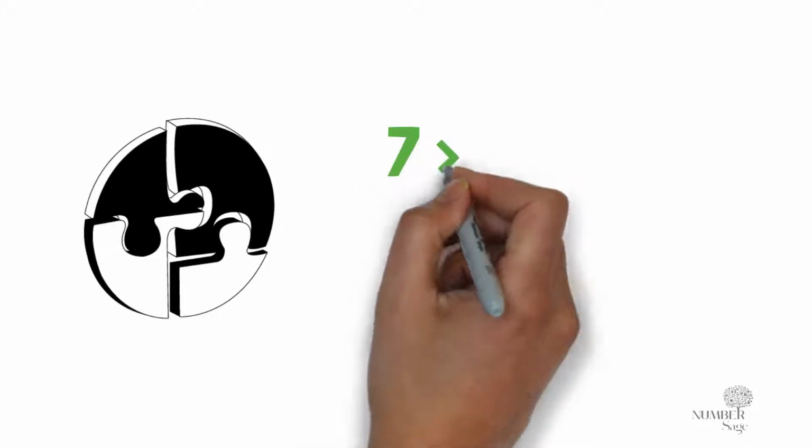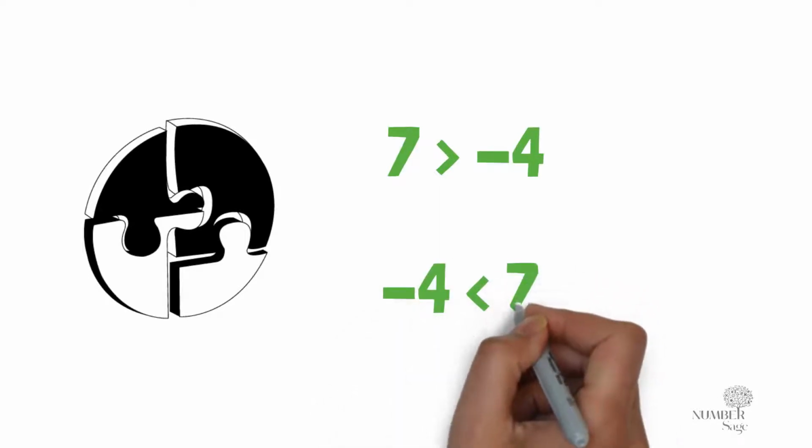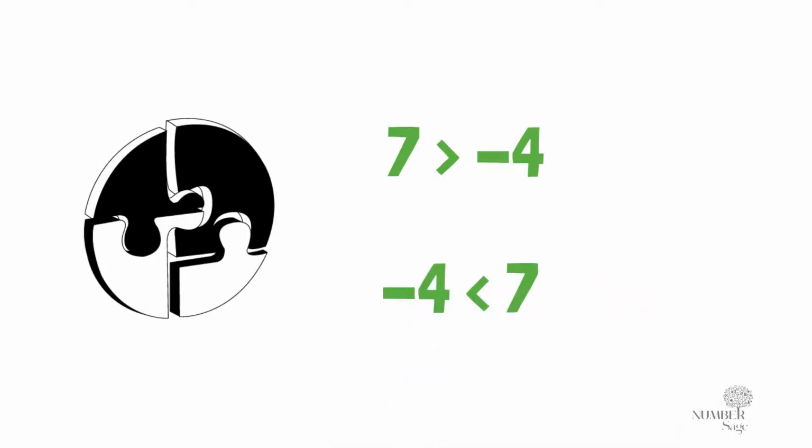A similar approach can be taken to solve this question, whereby if 7 is larger than negative 4, then negative 4 is also lesser than 7. Hope you guys understood the reference. Now, let us look into the next question.